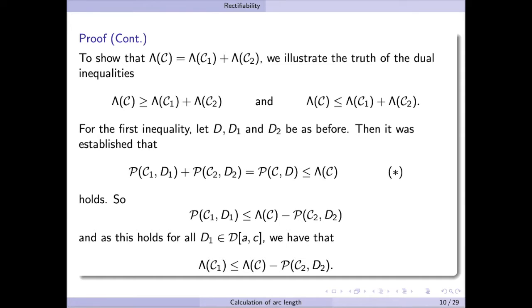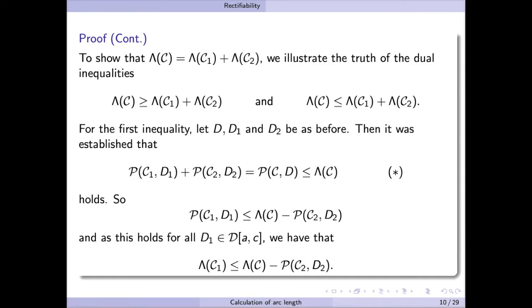For the first inequality, let D, D1 and D2 be as before. So D1 and D2 are chosen arbitrarily as dissections of AC and CB, and then D is taken to be the union of D1 and D2. It was then established that P of C1 D1 plus P of C2 D2 equals P of CD, which was less than or equal to lambda of C. We call this relation asterisk.